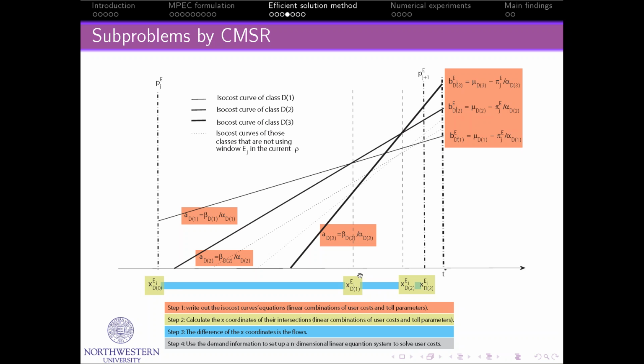After getting those x coordinates, we take the difference of each of them. So they are the flows of the corresponding user class. So this length is occupied by the user class U1. So the flow of U1 in this arrival window is this. This is also a linear combination of user costs and toll parameters.